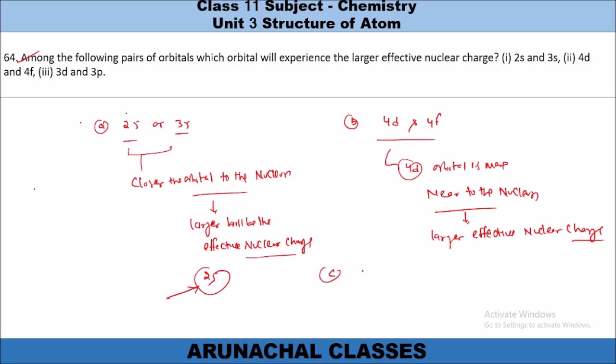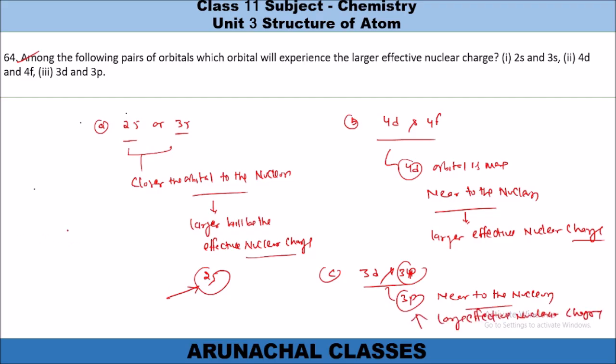C, we have 3d and 3p orbital. In this one, we see that the 3p orbital is nearer to the nucleus, so it will experience a larger effective nuclear charge. The main point is that the orbital which is nearer to the nucleus will experience more effective nuclear charge.